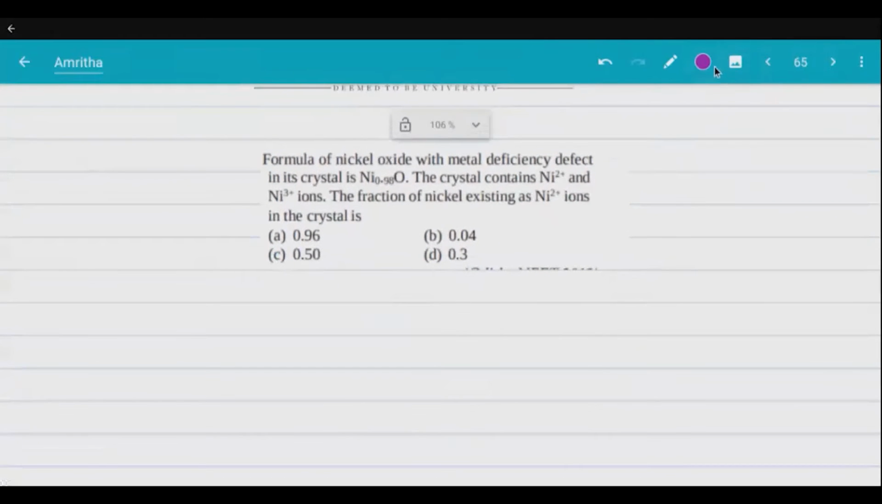Right, now also a very important question here. The formula of nickel oxide with metal deficiency defect in the crystal is Ni 0.98 O. The crystal contains Ni plus 2 and Ni plus 3 ions. Find the fraction of nickel existing as Ni plus 2. See, this is weird, right? Generally compounds have the formula MO or M2O3.